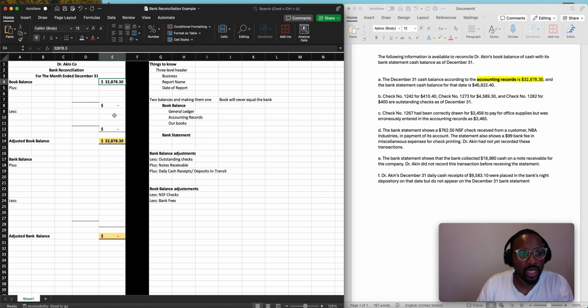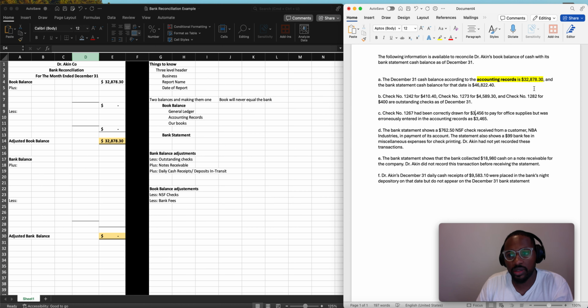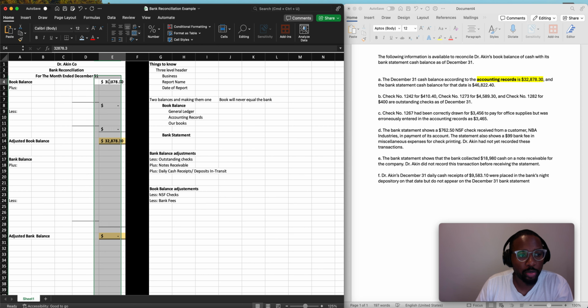So one thing I failed to mention is that with this reconciliation, there's going to be a final number column and a math column. Final number column is what the name suggests, it's the final number. The math column is when you have multiple transactions under one subsection. But because we know that the 32,878.30 is going to be the final number for the book, we just go ahead and put it in the final number column.